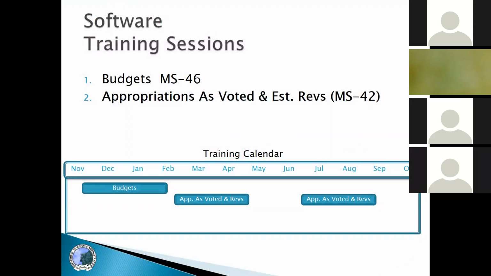So here's our training schedule, and this will be the same next year. We do a budget refresher training kind of at the end of the calendar year. Then we do the appropriations as voted. One session around this time of year, and then another session. Some of the counties actually submit that a little bit later in the summer, so we'll do some sessions then, just as a refresher for the folks that need it then.